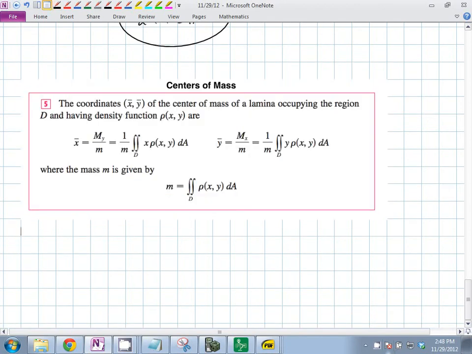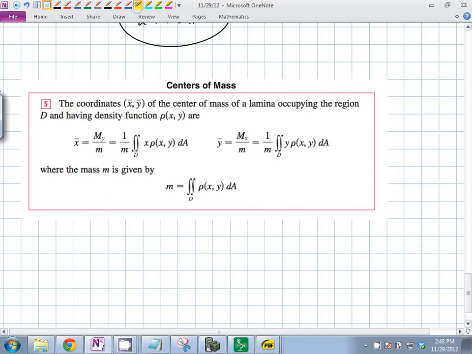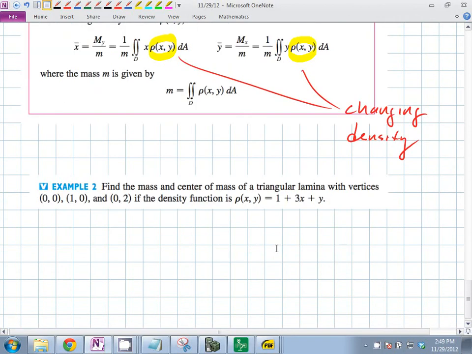So these functions right here are exactly the same as what you've just done, except what are we introducing right here? Changing density. Yes. That's the only thing. Draw me the picture of what this is describing and write the integrals. That's all I'd like you to do. We're not going to evaluate it. I just want you to write them down for now to start.